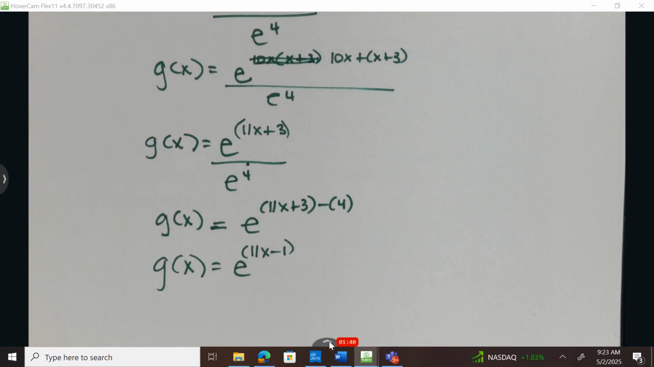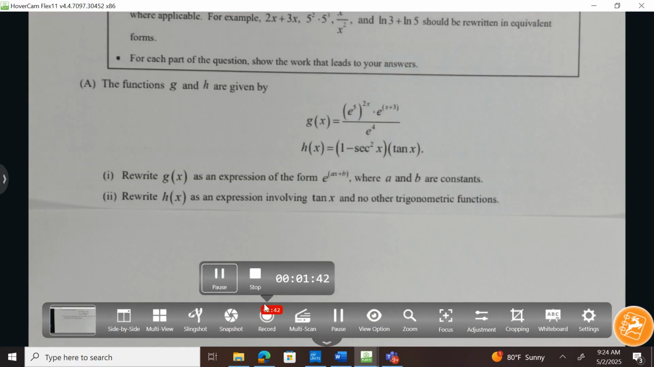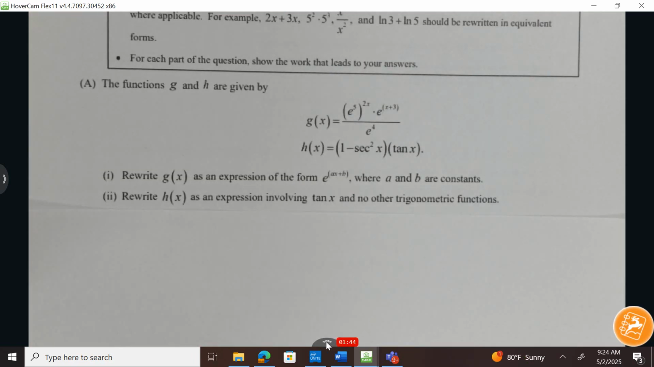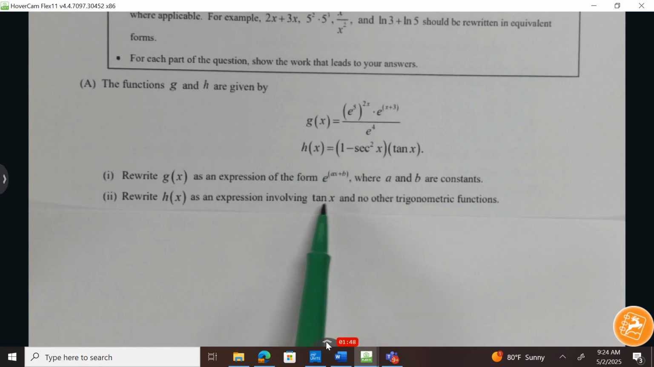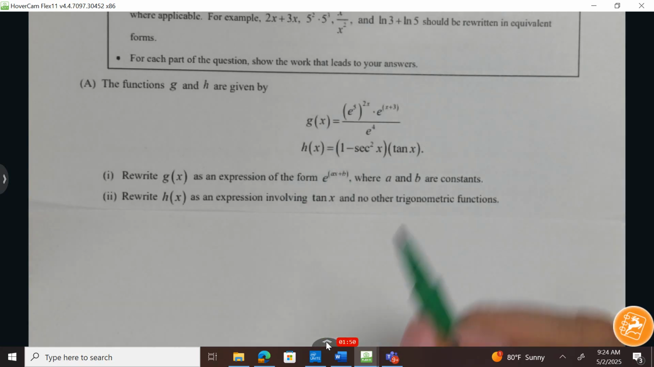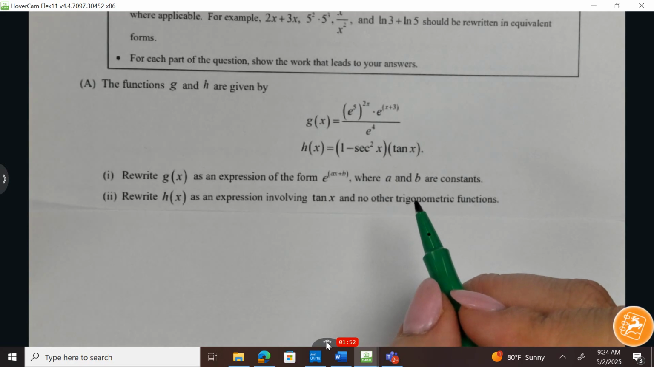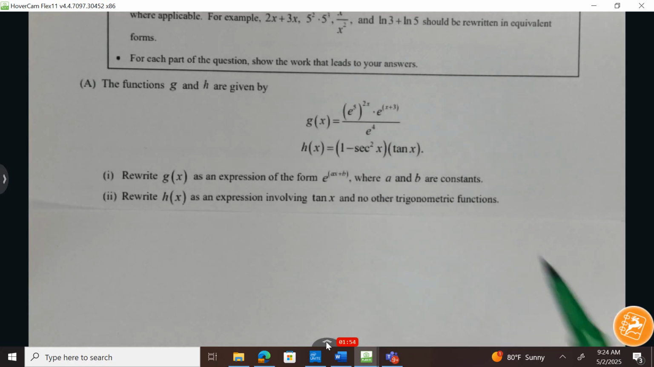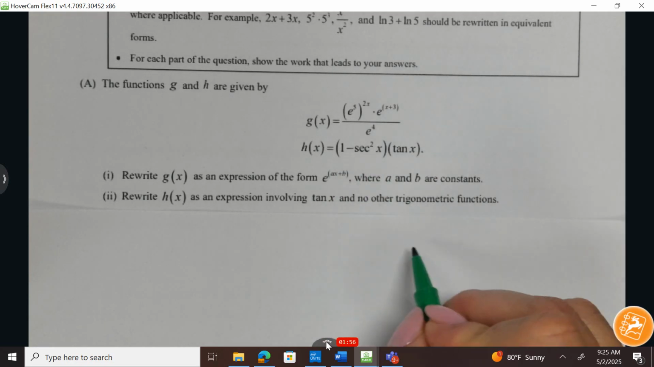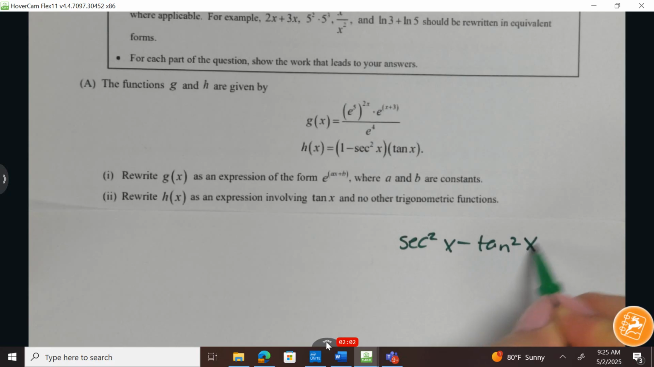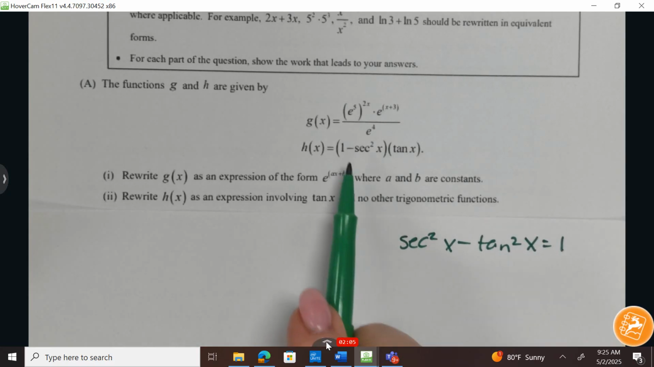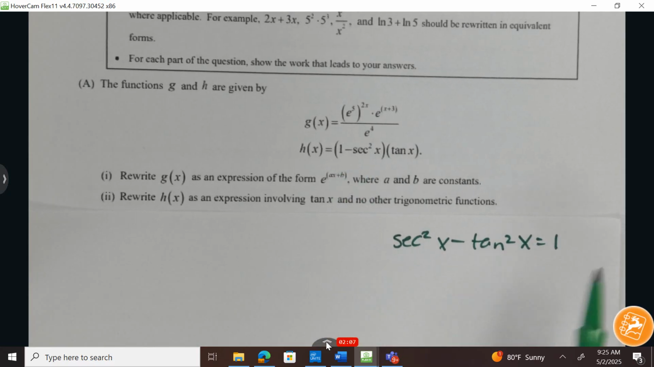Let's go on to the second part. For the second part of A, we're going to rewrite the function h of x as an expression involving tangent and no other trig functions. There are 3 Pythagorean identities in trig, and I recognize that this is very similar to secant squared x minus tangent squared x equals 1. So I want to rewrite it in equivalent form.